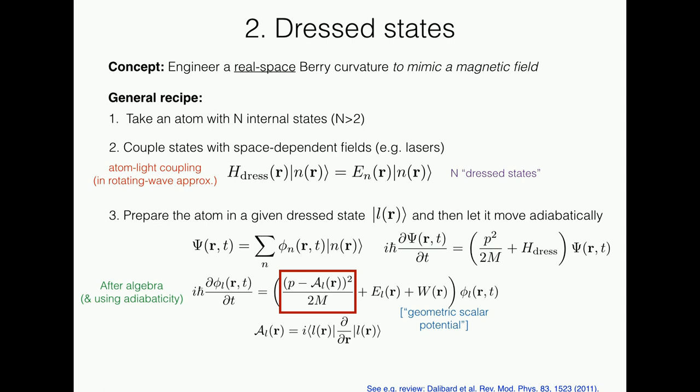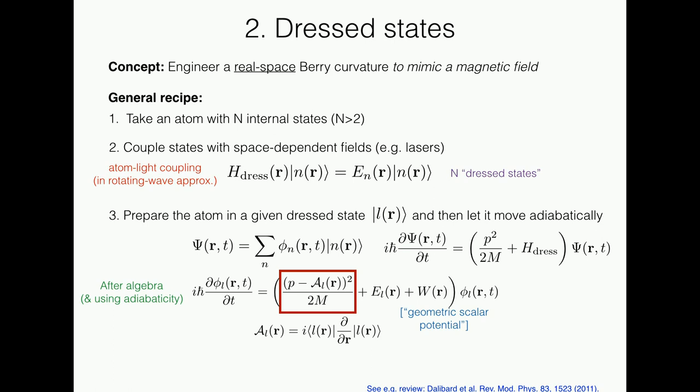And now what I do is I prepare the system in a given dressed state, and then I let it evolve under the full Hamiltonian, which is the dressing, which is the atom-light coupling, but also, of course, the kinetic energy term, which I haven't included just yet. And so under this total Hamiltonian, if I have adiabatic evolution, then I will get out the Berry connection in exactly the same kind of way that I derived for you before. And so this is really a textbook application of that Berry idea. And now this Berry connection is defined with respect to this basis of the dressed states.